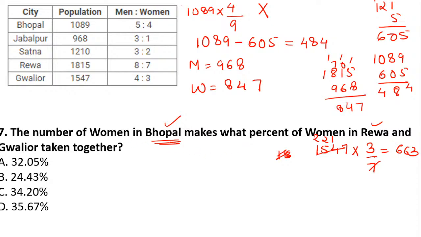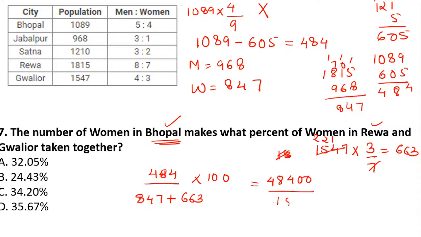So the number of women in Bhopal is how much, students? It is 484, divided by women in Riva and Gwalior. That is 847 plus 663, into 100. So it is going to be 48400 divided by 1510. This 0 gets cancelled with this 0. When you divide, you will get your answer, which is option A, that is 32.05.